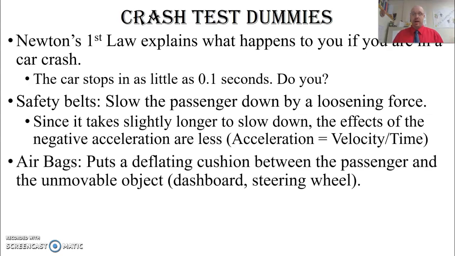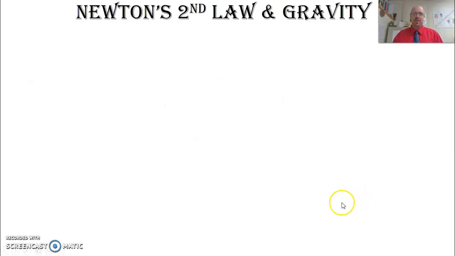We also have airbags, and what this does is put a deflating cushion between the passenger and an unmovable object, which would be your dashboard, steering wheel, and windshield. And this deflating cushion acts almost instantaneously. If you ever have a chance to see an airbag, it's got these big gaps or holes and flaps in the back, so that as soon as it fills up with air, it instantly starts to deflate. If it didn't deflate, it'd be like hitting a wall, which would definitely hurt you. So that's why we wear safety belts, and that's why automotive engineers have put in airbags for us.